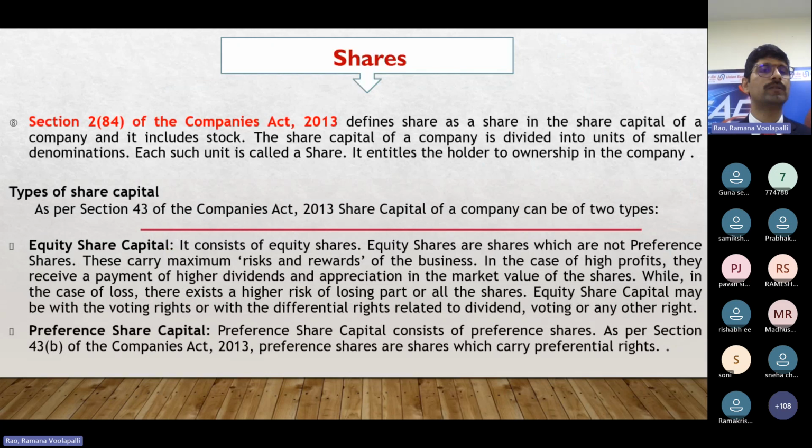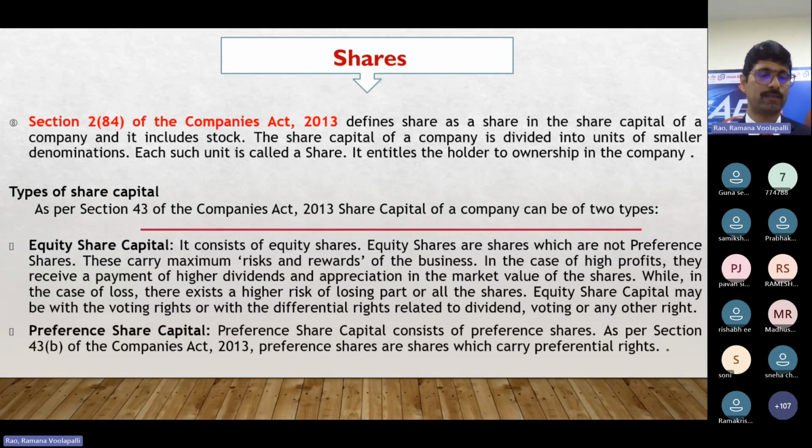So let us understand what a share is. Section 2(84) of the Companies Act 2013 defines a share as a share in the share capital of a company, and it includes stock. The share capital of a company is divided into units of smaller denominations. Each such unit is called a share. It entitles the holder to ownership in the company. So based on his appetite, a shareholder can subscribe to a certain amount of shares, pay the amount, and become a part owner of that constitution called a company.